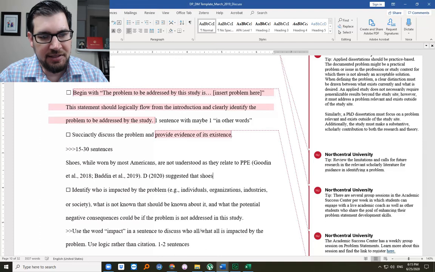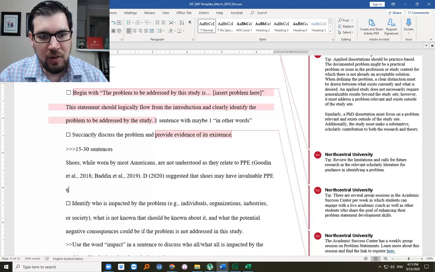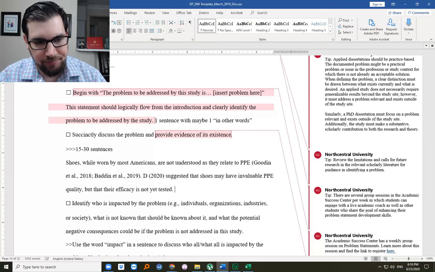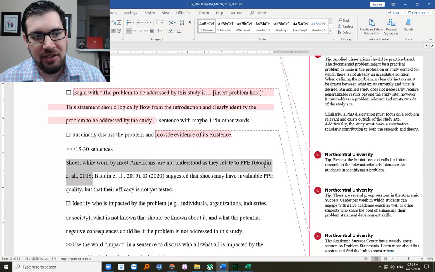suggested that shoes may have invaluable PPE quality, but that their efficacy is not yet tested or has not been tested. And so in this way, even if you have 15, 20 different citations, you can sort of start to combine them where they're basically saying the same thing.